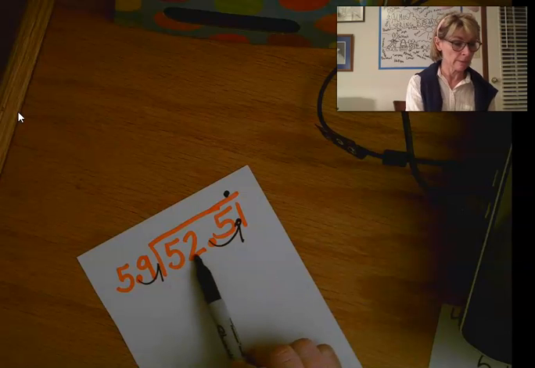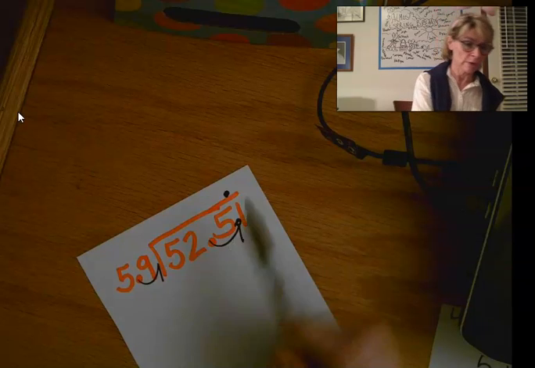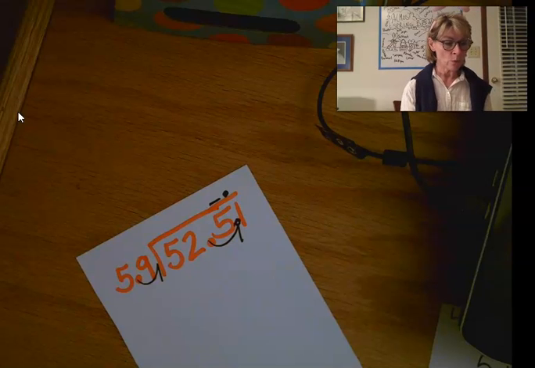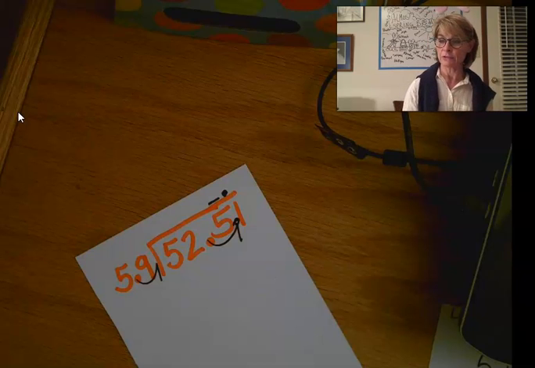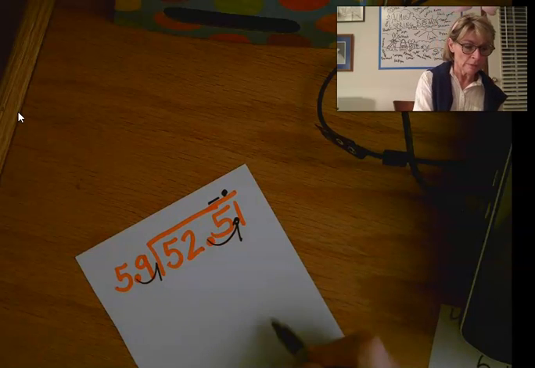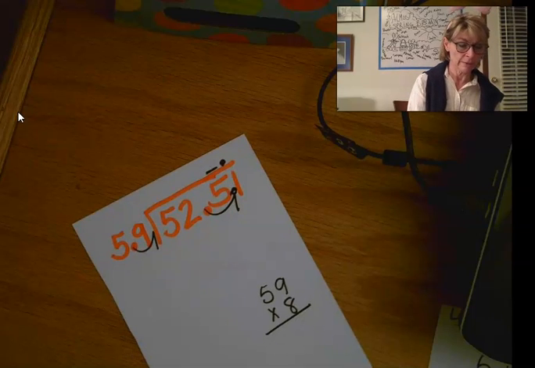No, it will not. Will 59 go into 525? Yes, it will. So I know my answer is going to start over top of the 5. All right, now I'm going to start myself off with an estimate. I know that 525 is almost like 59 times 10. So I'm going to drop that down to 8 or 9 and try that for a product. I'm going to multiply 59 times 8. So go ahead and write that down and multiply it with me.